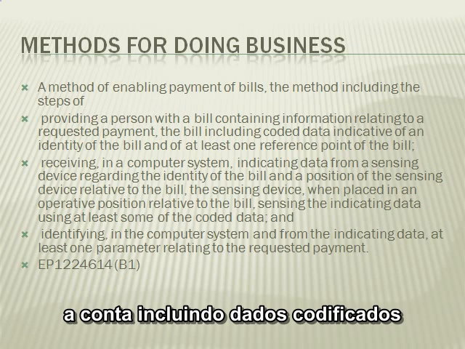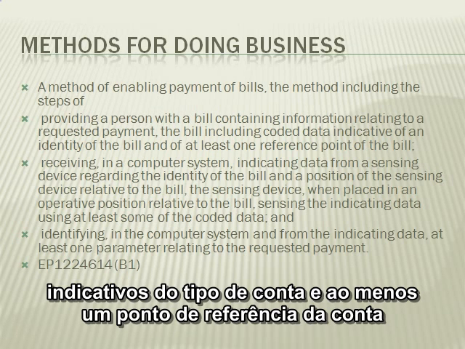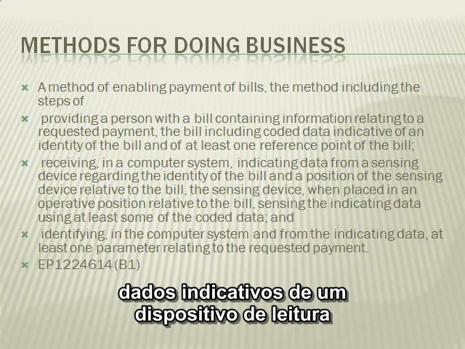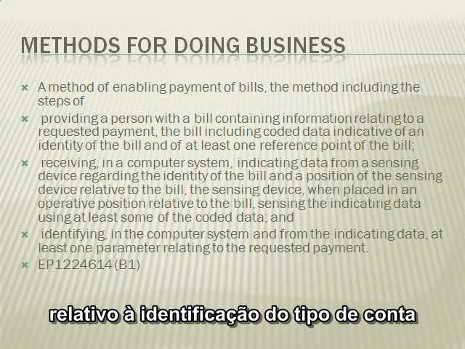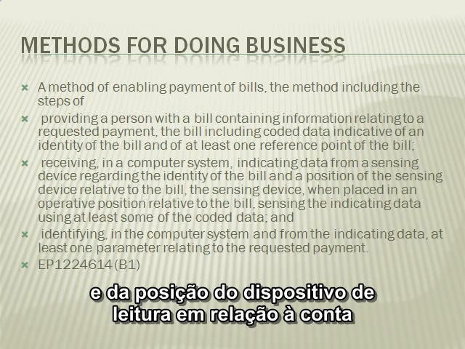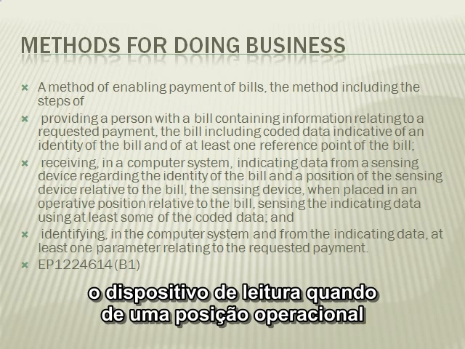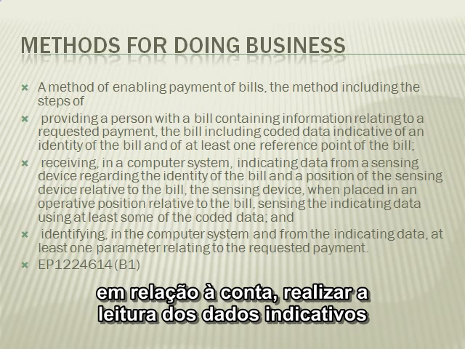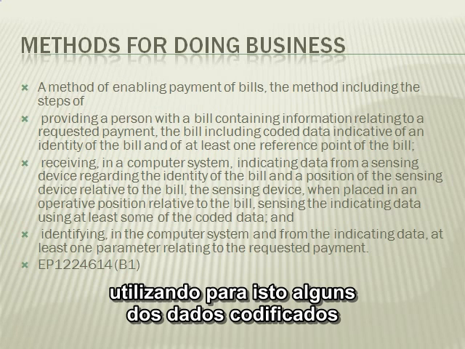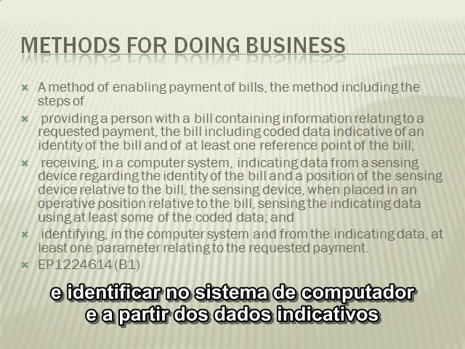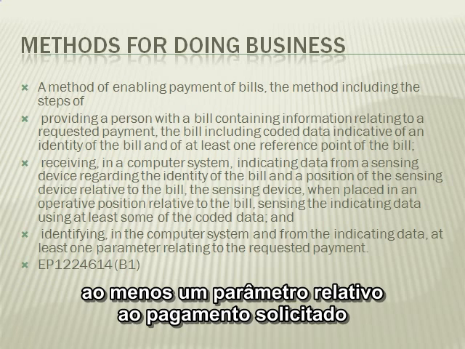The bill including coded data indicative of identity of the bill and of at least one reference point of the bill. Receiving in a computer system indicating data from a sensing device regarding the identity of the bill and the position of the sensing device relative to the bill. The sensing device, when placed in an operative position relative to the bill, sensing the indication data using at least some of the coded data, and identifying in the computer system and from the indicating data at least one parameter relating to the requested payment.